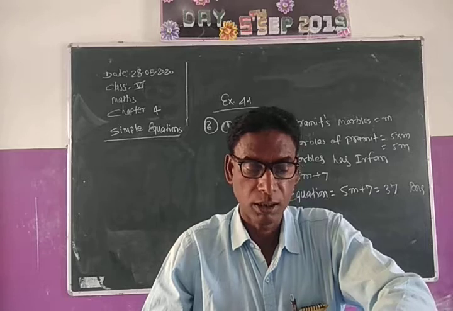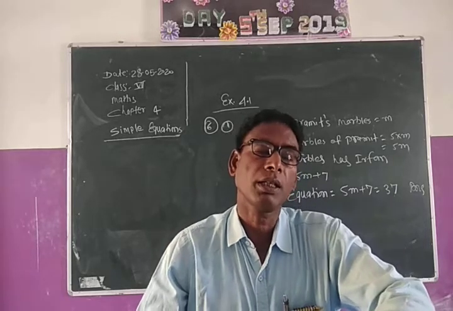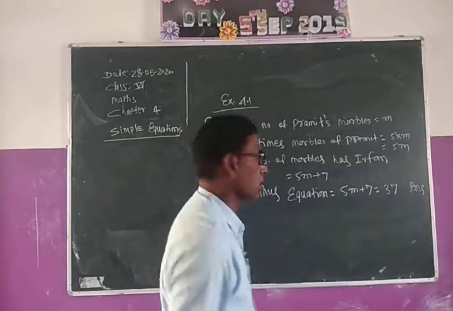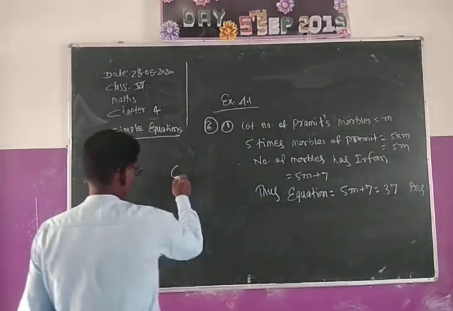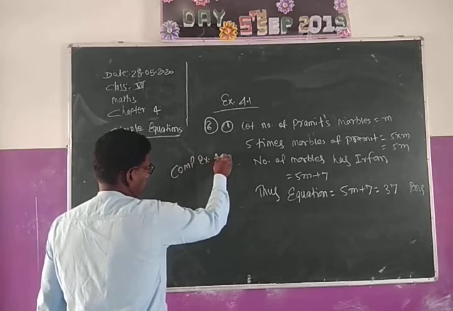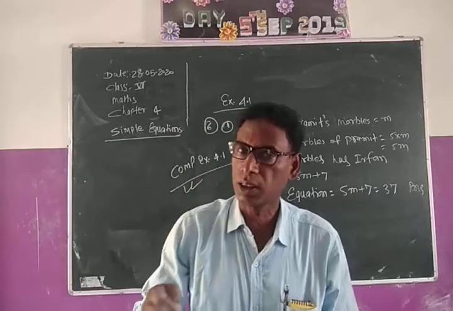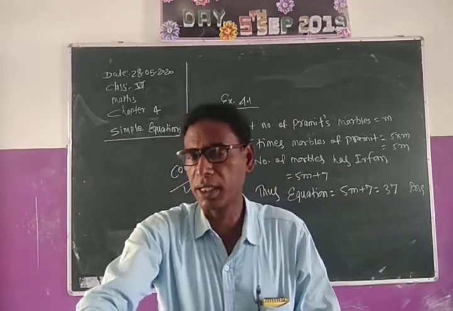In the next one, let the lowest score be L. Similarly, you will complete your exercise. Complete exercise 4.1. If you have any problem in any question, you can call me on your mobile anytime.